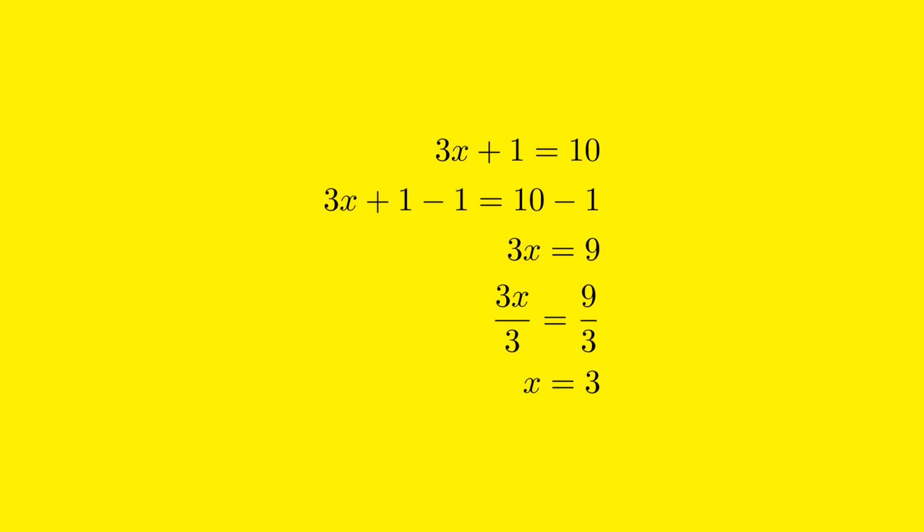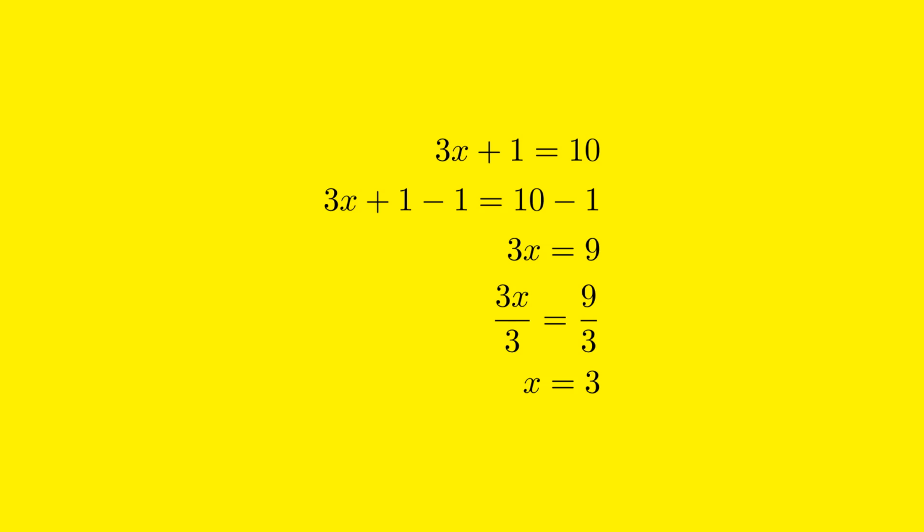Next, we need to isolate the variable x completely. Currently, the variable x is being multiplied by 3. To undo this multiplication, we need to perform the opposite operation, which is division. We will divide both sides of the equation by 3 to isolate x. Dividing both sides by 3, we rewrite the equation as 3x divided by 3 equals 9 divided by 3.